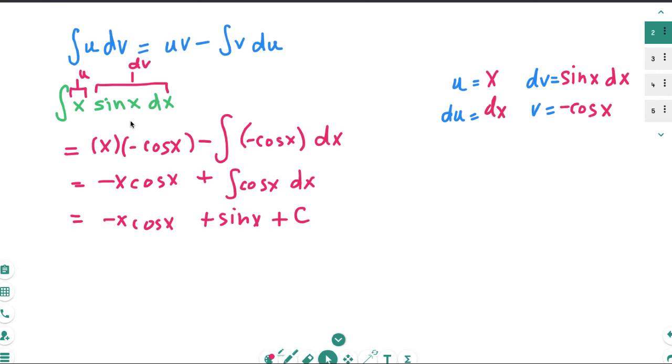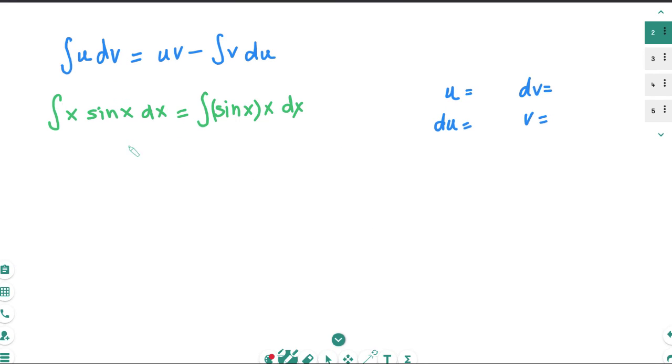Let's try if I switch, if I choose sine x as u and x dx as dv. So same problem, same integral, just written a little bit differently. The integral of x sine x dx is written as the integral of sine x times x dx. So let's choose sine x as u this time and choose x dx as dv. So u is sine x, du would be cosine x dx. dv is x dx, which means the function v, by integrating, would be x square over 2.